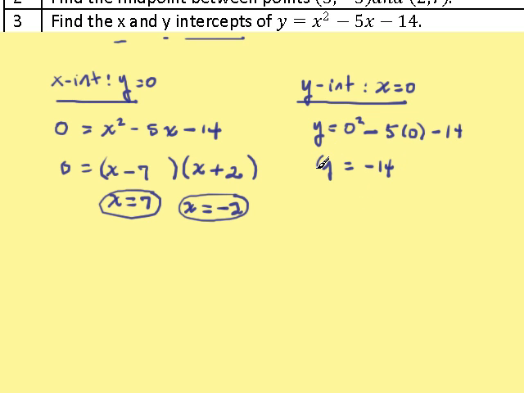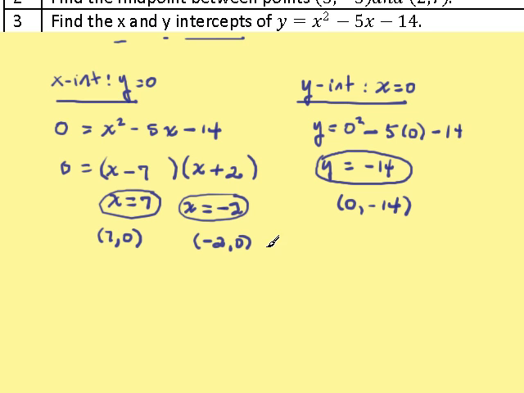So that's the y-intercept. Let's write these in point form. So this y-intercept would be 0, comma, minus 14. And these two x-intercepts, x equals 7, could be written as 7, comma 0, in point form. And here, x equal minus 2, that would be minus 2, comma 0.